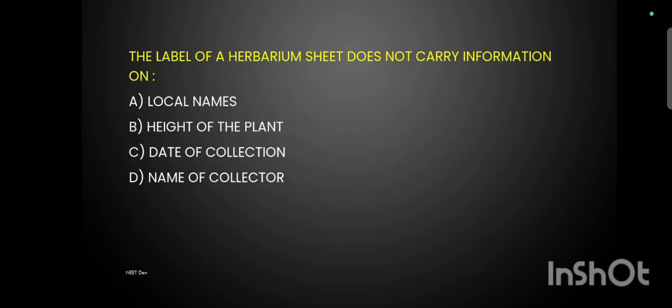Question: the label of herbarium sheet does not carry information on A, local names, B, height of the plant, C, date of collection, D, name of collector. Answer is B.